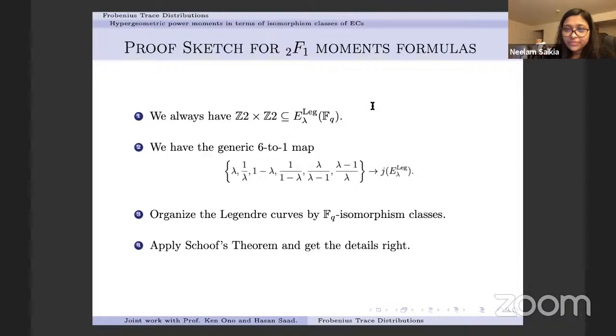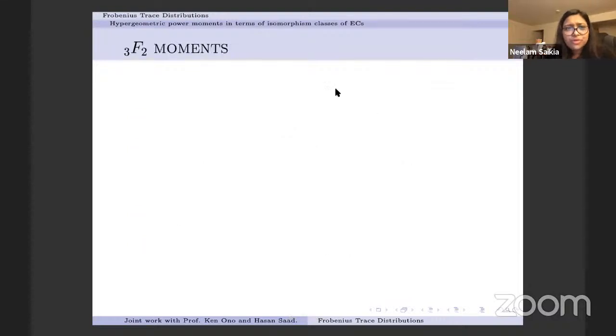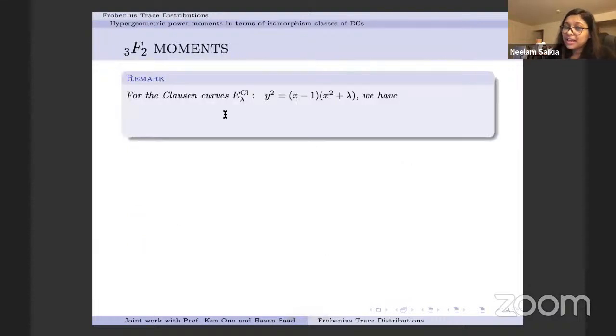So here we have the 3F2 moments. It is important to recall that the Gaussian form of elliptic curves is related to the square. The square of the trace of Frobenius of this Gaussian form elliptic curve is related to this 3F2 hypergeometric function. So for the 3F2 hypergeometric function, here we need to obtain the even moments only.